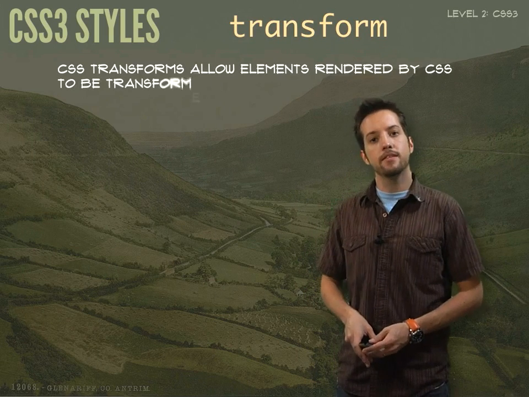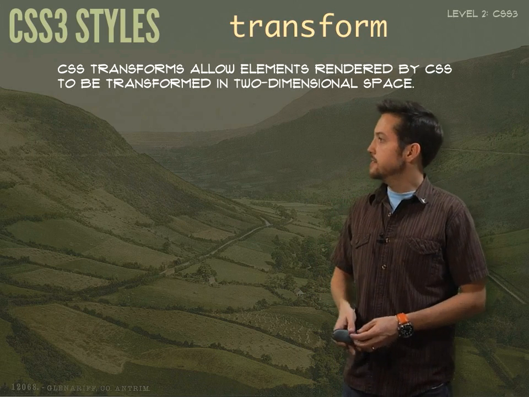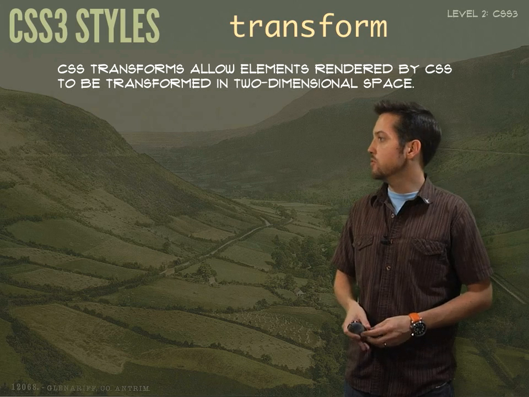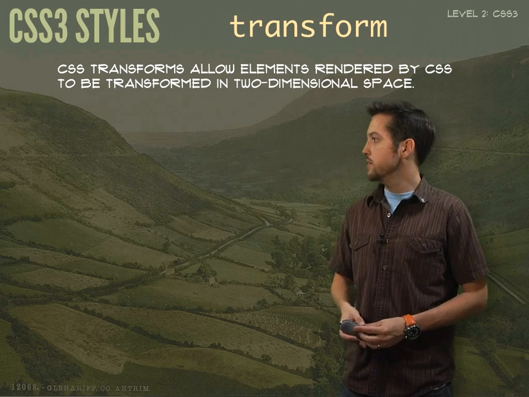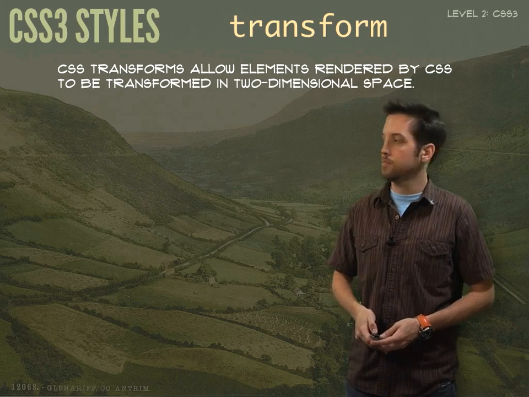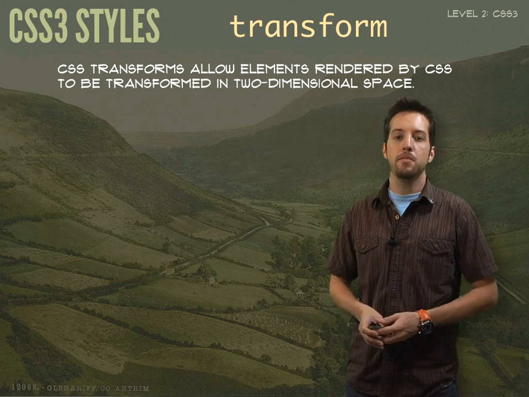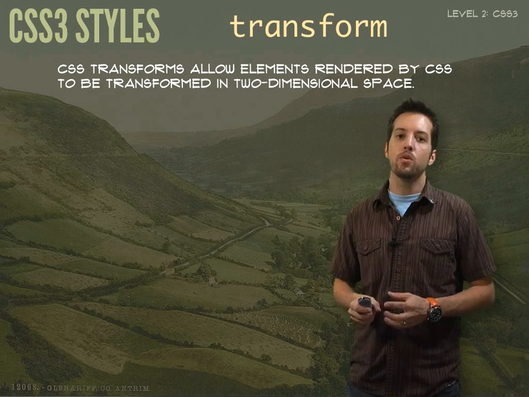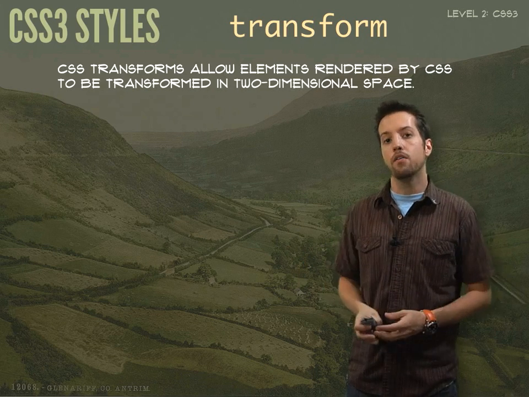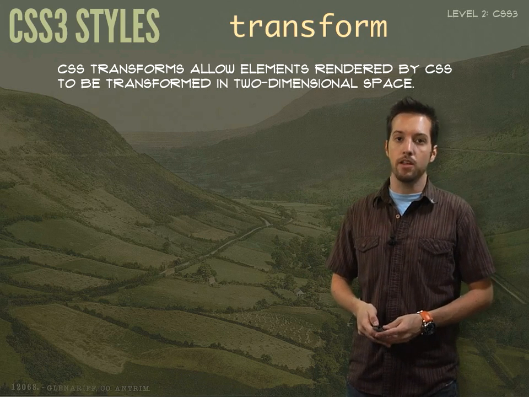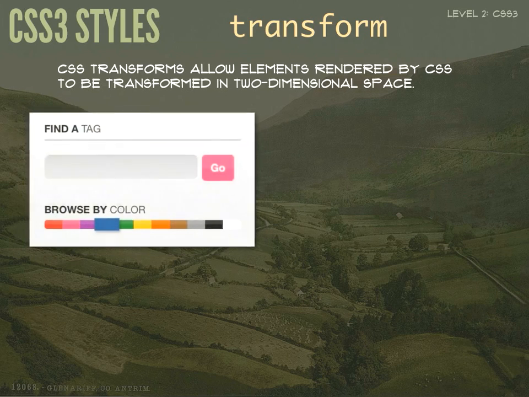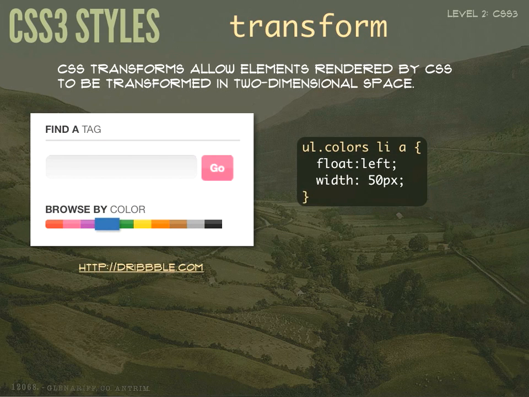Next, let's look at the CSS transform property. The CSS transform property allows elements rendered by CSS to be transformed in two-dimensional space. So this is commonly used maybe on a hover state for an image if we wanted that image to break out of its space without affecting the surrounding elements. Dan Cederholm does this on the popular site Dribbble, and we can see here with his color tags. So the blue on the hover state actually pops out of the surrounding elements but doesn't negatively affect them.